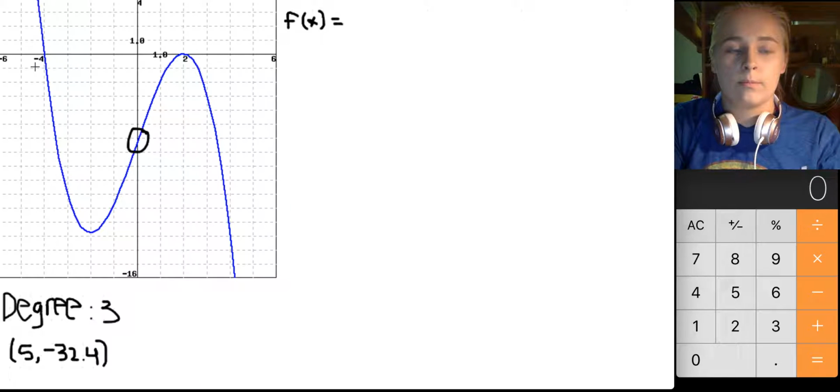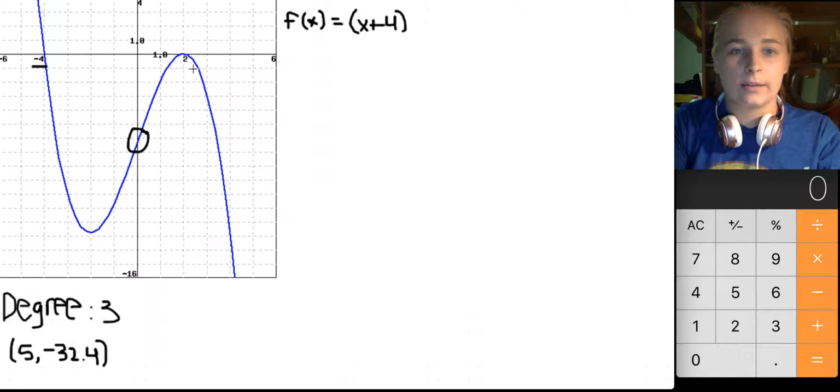So we'll start by finding our zeros. So we'll take this point at negative 4 and we'll put it in this form by saying x plus 4. And then you also have to take this 2, which will be x minus 2.